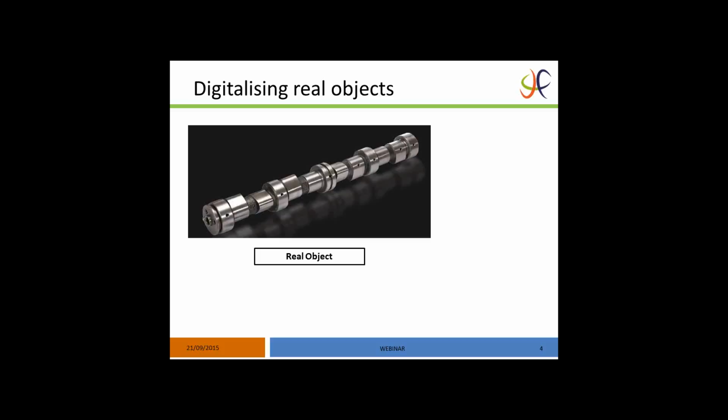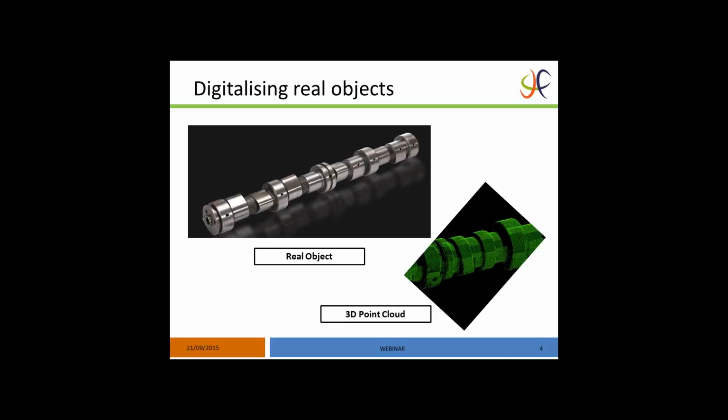This is the principle of this kind of files: we are changing into a new paradigm that is based on digitalizing real objects. Instead of measuring with contact systems, as we did years or decades before, now we are digitalizing real objects. So what we basically do, normally with laser technologies or scanner technologies, is scan a real object and we get a 3D point cloud.